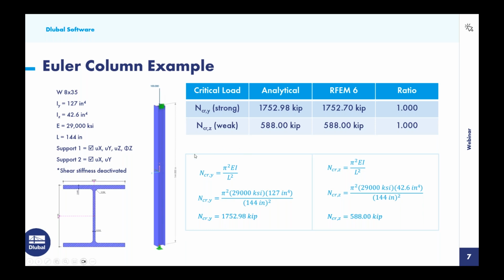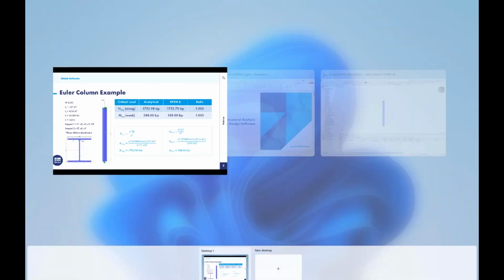Now, when we look at the Euler buckling formulas shown over here on the right-hand side, we have both the strong axis where we can simply input the properties of the section and the material to determine that our critical buckling load for that strong axis direction is around 1753 kips. For the weak axis direction, when we modify this input here, we find, of course, a much smaller critical buckling load of 588 kips. It should be known that in the RFEM model that I'll show you in just a minute, the shear stiffness is deactivated for this comparison. It is possible within these formulas to take into consideration this shear stiffness, but it gets a little bit more complex. So just for ease of comparing these two examples, we'll go ahead and deactivate the shear stiffness.